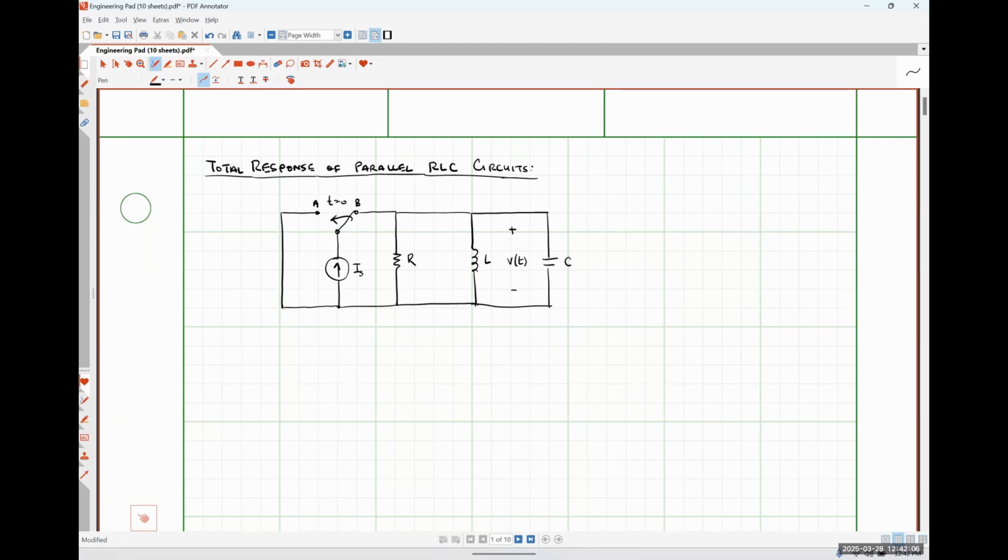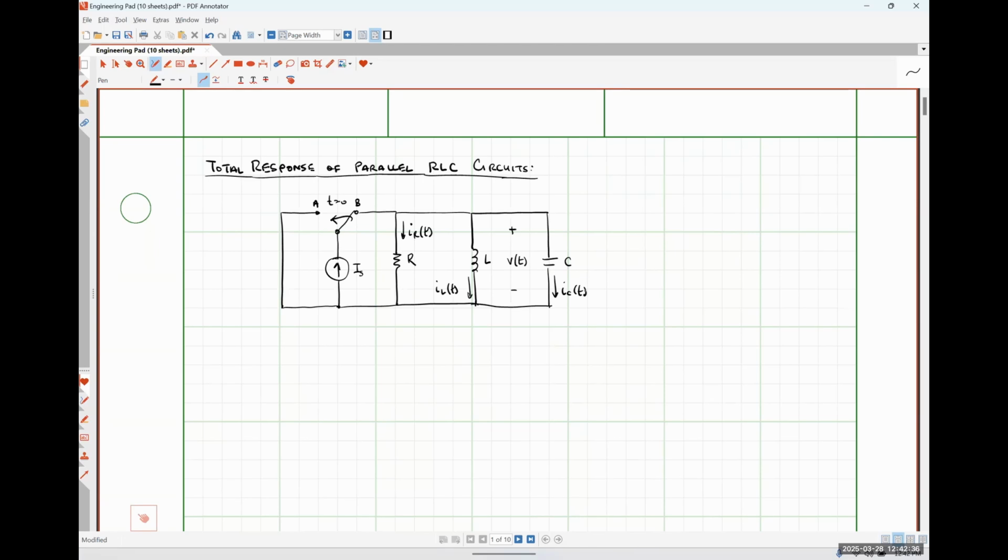I'm also going to define a few currents here. So this is going to be my resistor current, IR of t. This will be my inductor current. Actually, let me sneak it down here on the bottom so that I don't run into anything. IL of t. And this will be my capacitor current, IC of t.